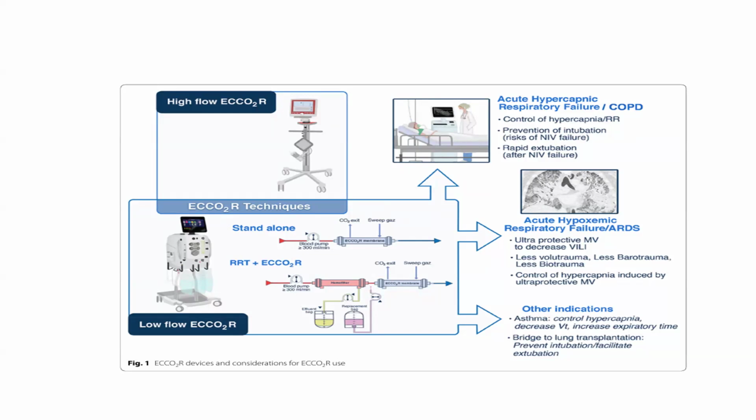Now, the indication of ECCO2R is in acute hypercapnic respiratory failure and COPD, for control of hypercapnia, prevention of intubation, and it also reduces the risk of extubation failure. Now, it is also used in acute hypoxemic respiratory failure and ARDS. It offers ultra-protective mechanical ventilation to decrease ventilator-induced lung injury, with less volutrauma, less barotrauma, less biotrauma, and control of hypercapnia induced by ultra-protective mechanical ventilation.